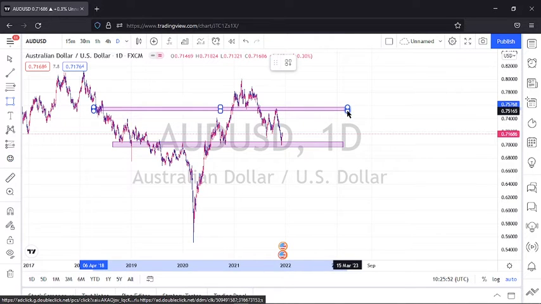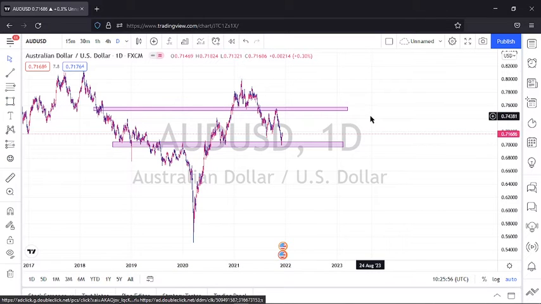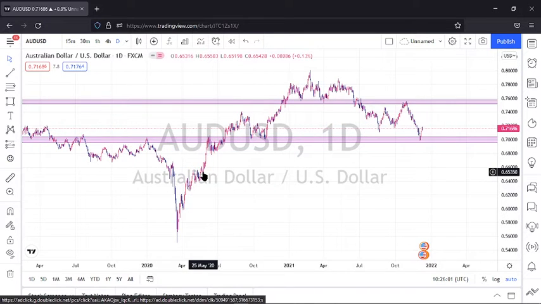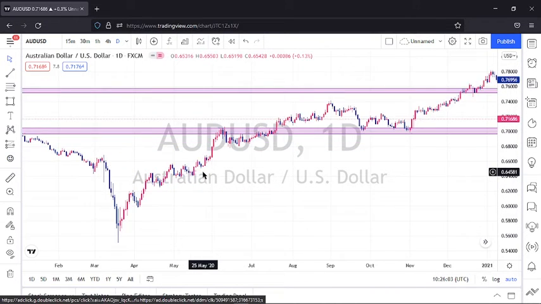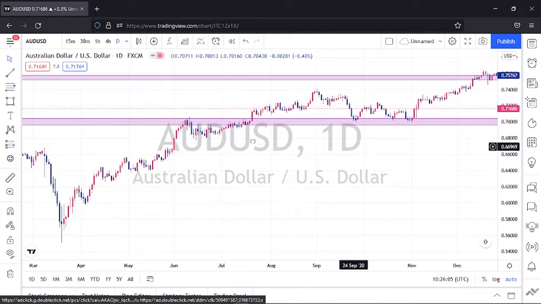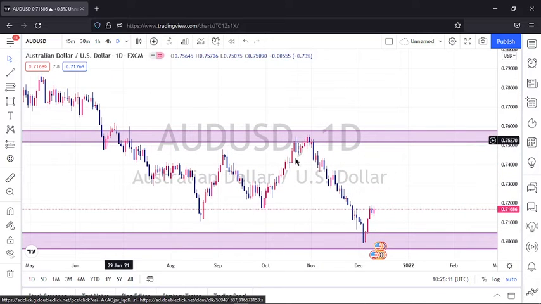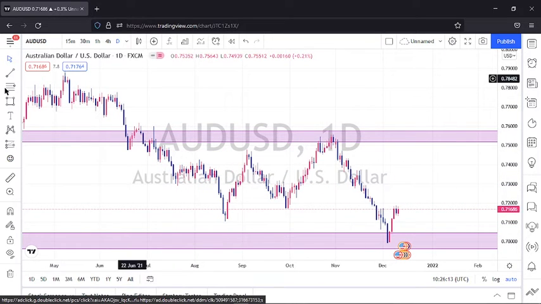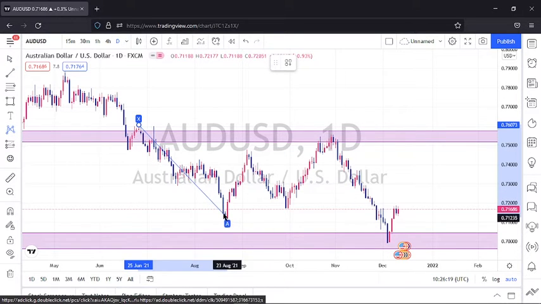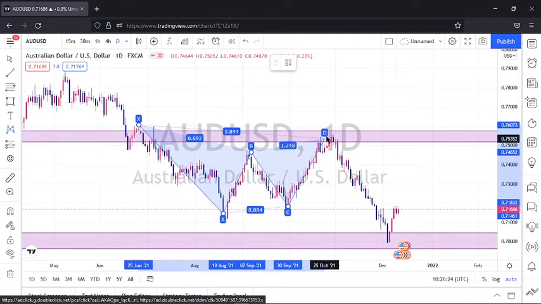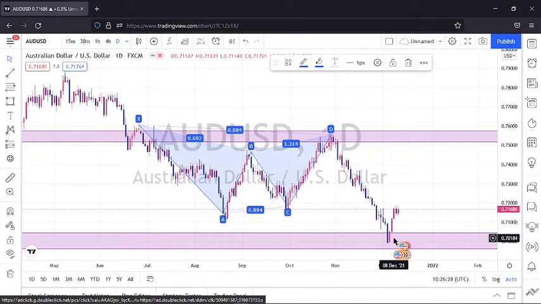Having identified these two, what else am I able to see? First of all, I have to expand. Please remember this is AUDUSD daily. What else I'm seeing from this point is that there is a harmonic that has already played out here. From point X, A, B, C, then D here. You can see that's already played out.